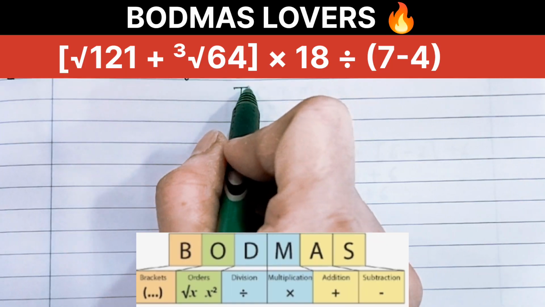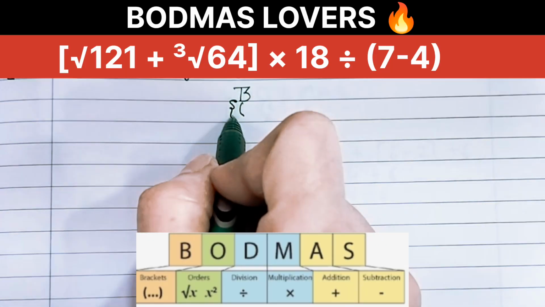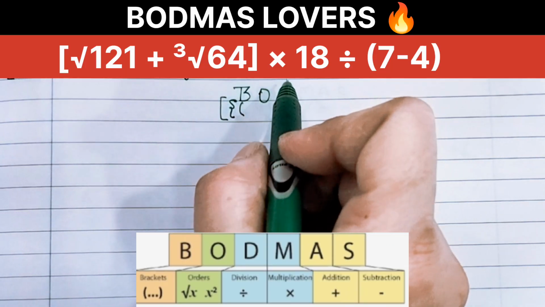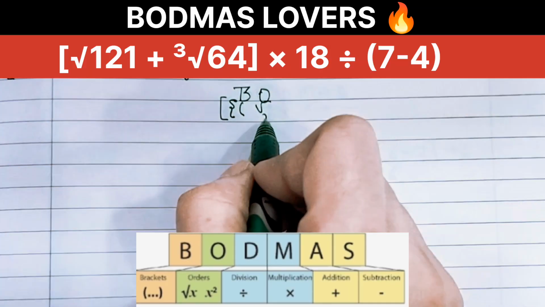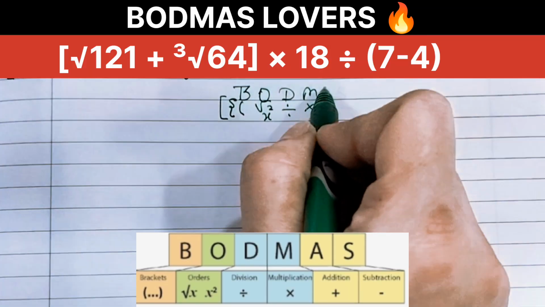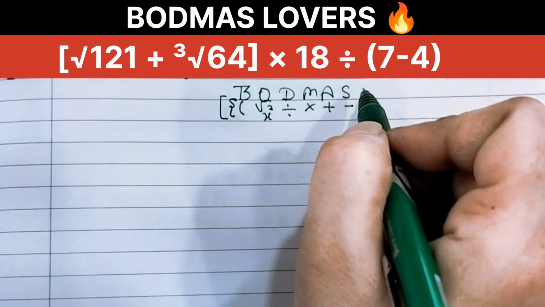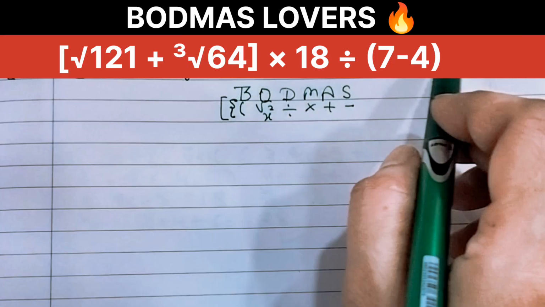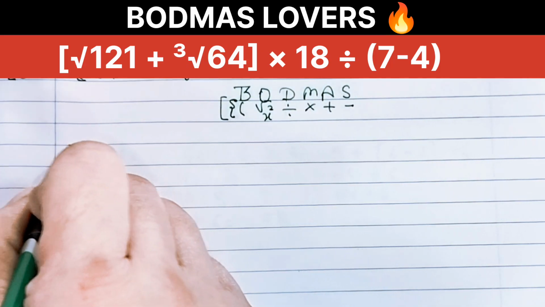Now here is a step-by-step simplification of this math problem by using the PEMDAS rule, which dictates the correct order of operation. First we solve brackets: small bracket, curly bracket, then square bracket. O stands for orders, which means we solve roots and exponents. D stands for division, M stands for multiplication, A stands for addition, S stands for subtraction. Now according to this PEMDAS sequence, we'll break down this expression with a step-by-step solution.